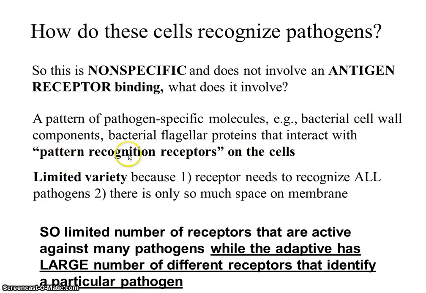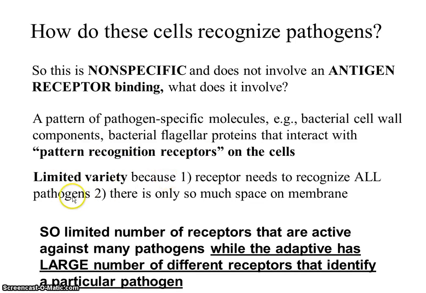And so there are pattern recognition receptors on these cells that are nonspecific. But again, they're not recognizing an actual antigen. So it's not part of the specific. This is limited in its ability for recognition because a receptor needs to recognize all pathogens, and there's only so much space on the membrane. So there's only a limited variety of these receptors in these nonspecific cells. And again, you're limited by how much you can recognize.